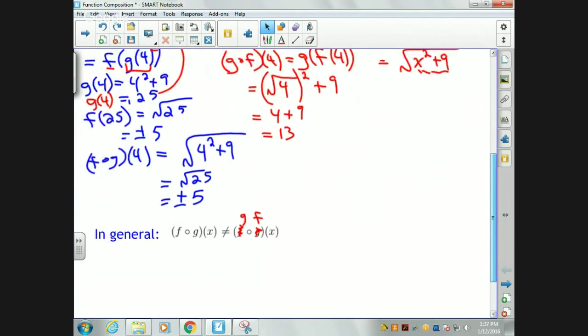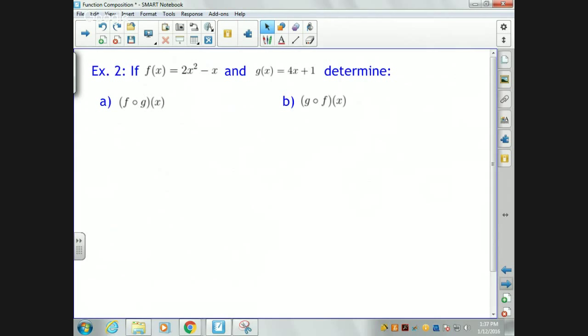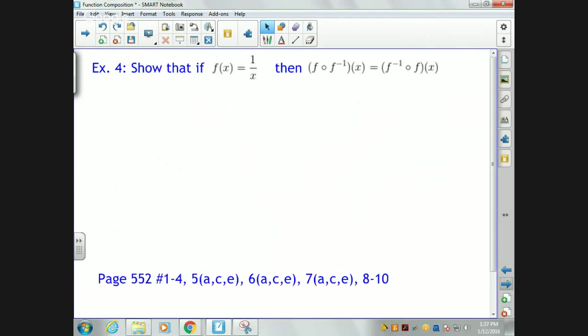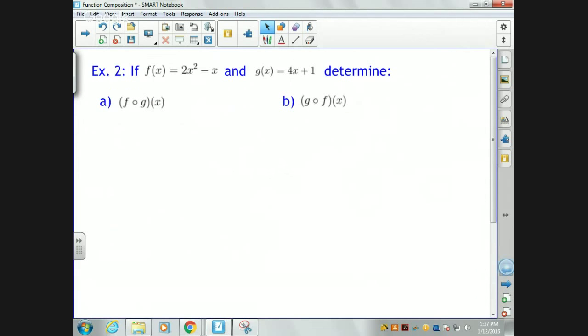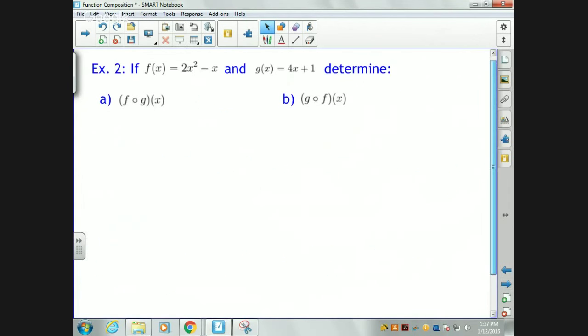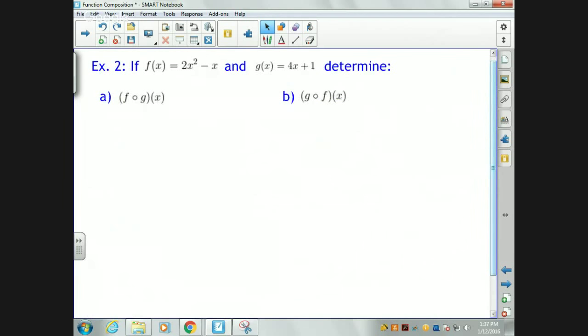Any questions with that so far? I don't think there's much else. Oh, never mind. There's 3 more pages. Yeah, sorry, I forgot. All right, here we go. Example number 2. Now that you know how to do this, why don't you give this a shot?